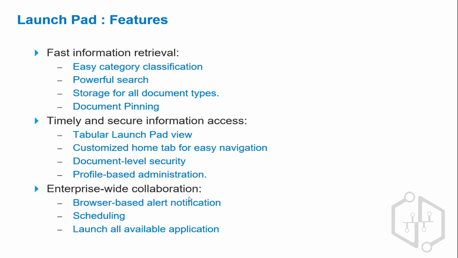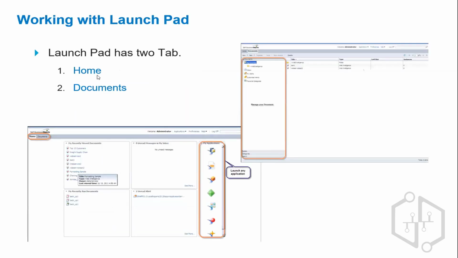The third feature is enterprise wide collaboration. It has browser based alert notification, and we can schedule the reports. Instead of manually running reports, if we know we need a report daily, or weekly, every Sunday or every Monday, instead of going there every Monday and manually refreshing, we can create a schedule and set up the frequency of the report refresh. Then it will run every week by itself automatically, and the report will be saved in the repository, or it will be sent to the user mail IDs. Based on our requirement, we can set up all the features there and launch all available applications.